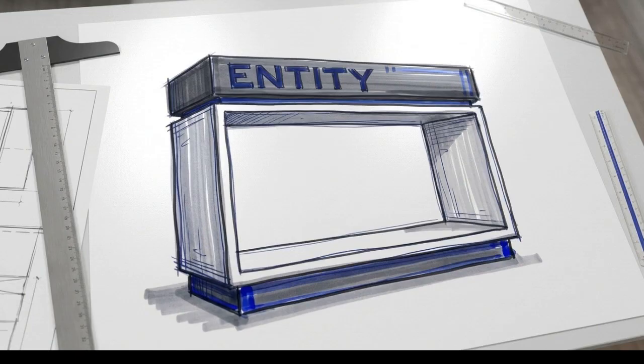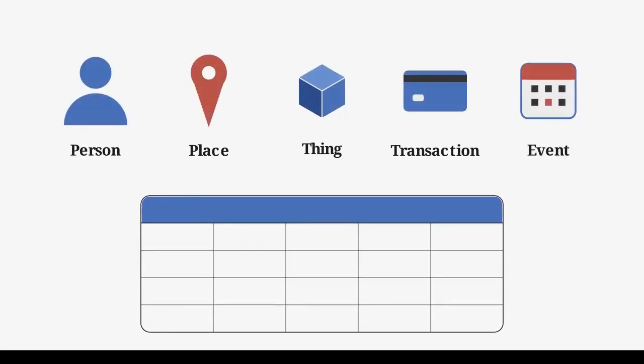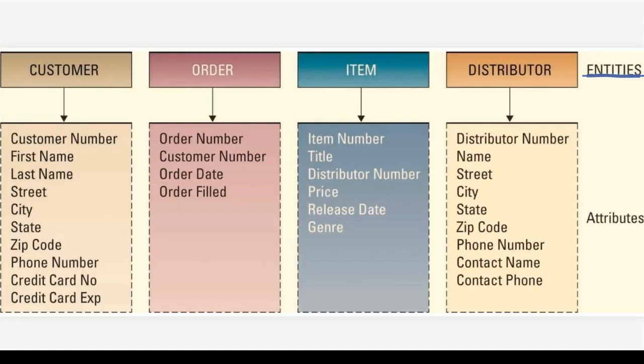The most basic architectural unit of this relational model is the entity. Often referred to as a table, an entity is a dedicated storage unit for information concerning a specific person, place, thing, transaction, or event. This diagram illustrates 4 distinct business entities: customer, order, item, and distributor.